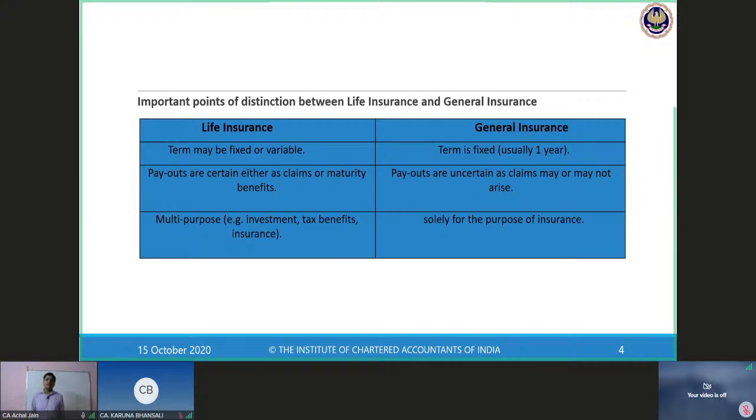In case of life insurance, it could be multi-purpose. It could involve investment benefits, it could involve tax benefits, or it could be a pure insurance. But for general insurance, you will not see that. General insurance will only be covering the insurance component. It will not be covering the investment component. You must have seen various policies wherein you would have received a call that this is the policy which you can buy, wherein the investment benefits are also involved. But all of those investment benefits you will always see in the case of life insurance and not in the case of general insurance.